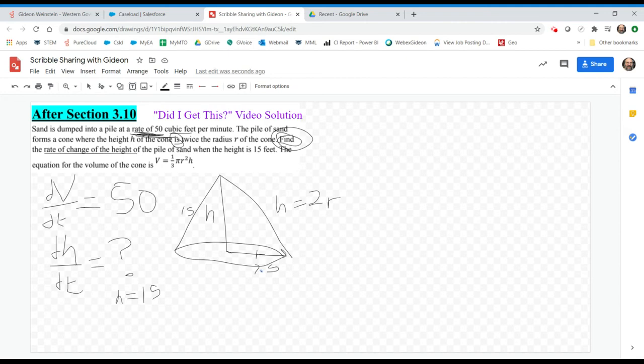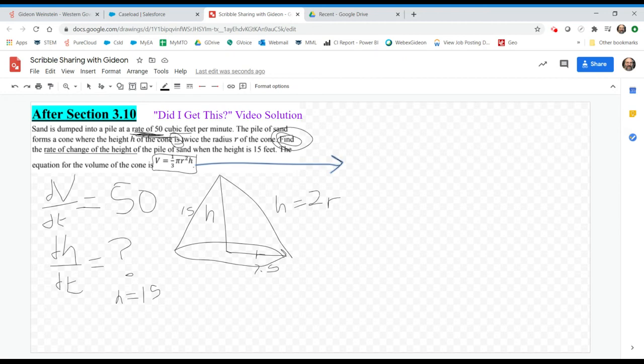Well, I did mention dh/dt, right? We want to relate these rates somehow. We're not given that relationship in the rates, but we are given a relationship in the original variables, the volume formula for this cone. So the way to make related rates out of a function, right, of related variables, is to take the derivative.